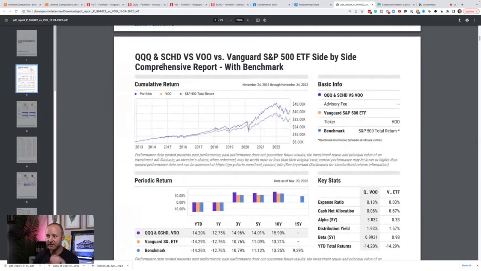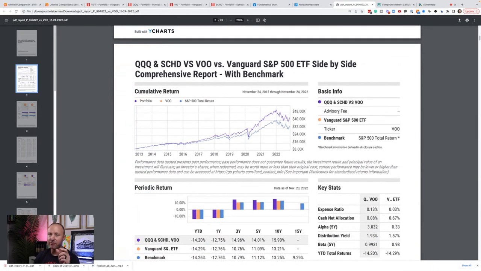Okay, and what I've done using Y Charts is I have put together a model portfolio of 50% invested in QQQ and 50% invested in SCHD going back all the way to 2012, and it shows a comparison against VOO or the S&P 500. This is gonna tell you exactly how that strategy would have performed against the S&P 500.